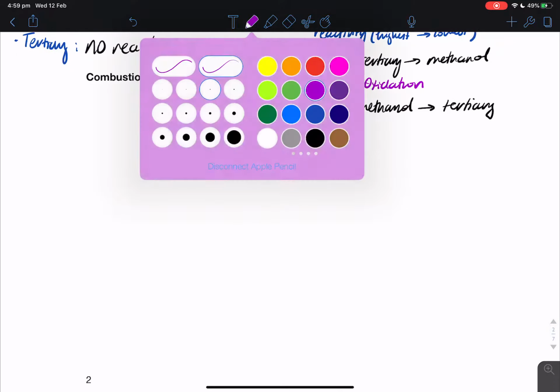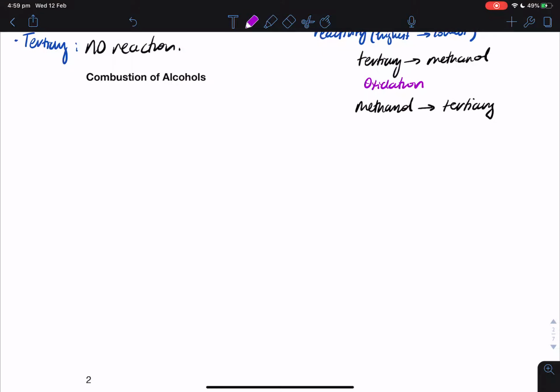Going through combustion, you should know from general knowledge that alcohols are very flammable. What does that mean? They combust very, very easily. So we can start off with a general statement that primary, secondary, and tertiary alcohols can readily combust in the presence of oxygen to form carbon dioxide and water, as they're flammable with low ignition temperature. We should know that from general knowledge.